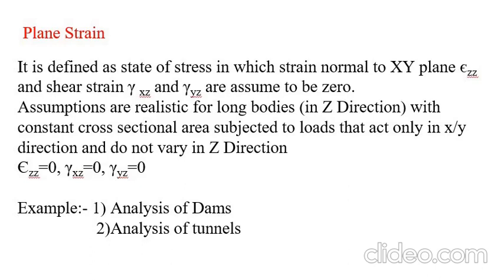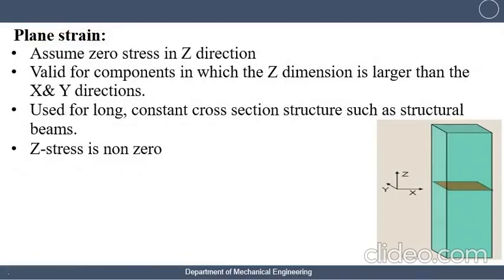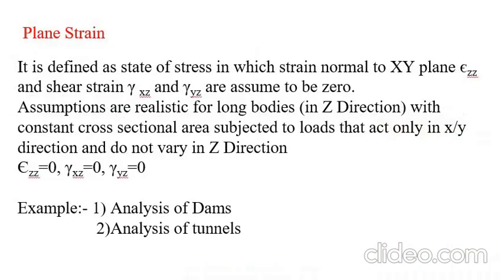Assumptions are realistic for long bodies in z direction, for example dams and tunnels. In plane strain, strain zz, shear strain xz and shear strain yz are equal to 0. Plane strain is valid for components where the z dimension is longer than the xy direction.